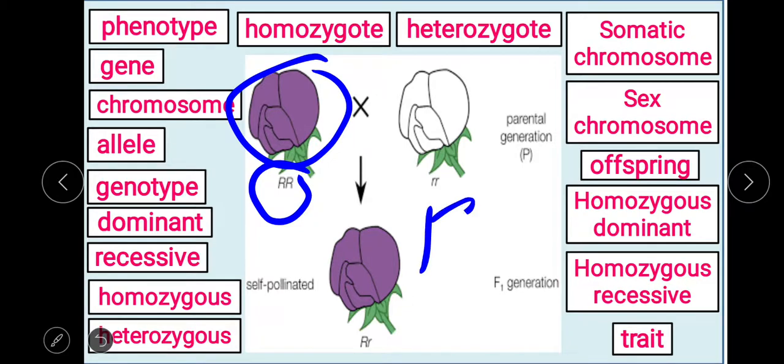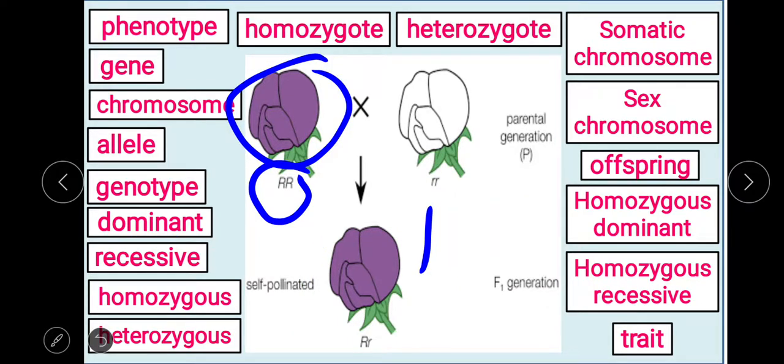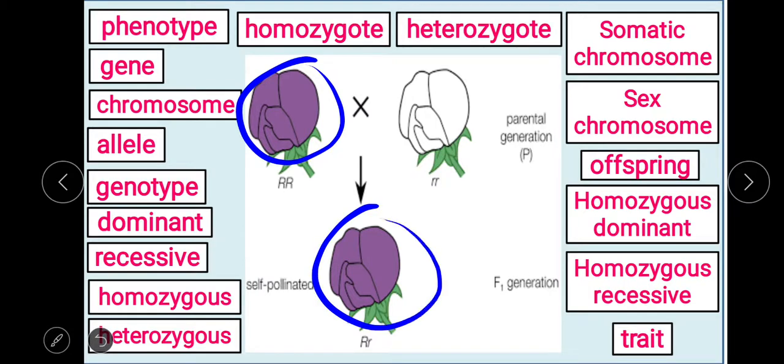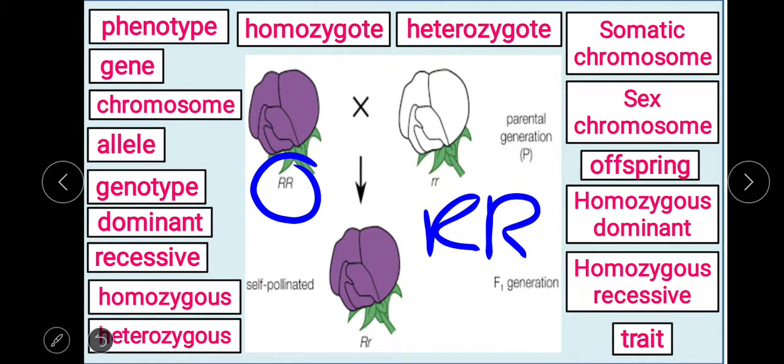So in this case, the dominant, because when we say dominant, it must appear in the offspring. Again, when we say dominant, the character of the dominant trait is what appears in the offspring. In this case, violet appears in the offspring, and it is supported by the genotype big letter R, big letter R. So, it needs one or two dominant alleles for it to occur.